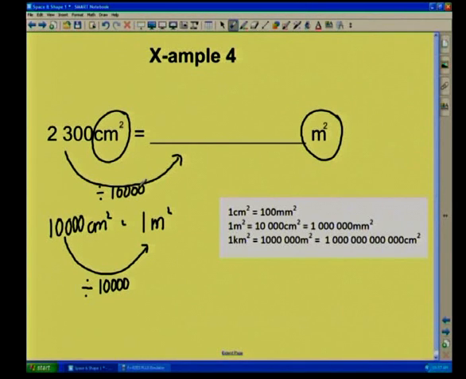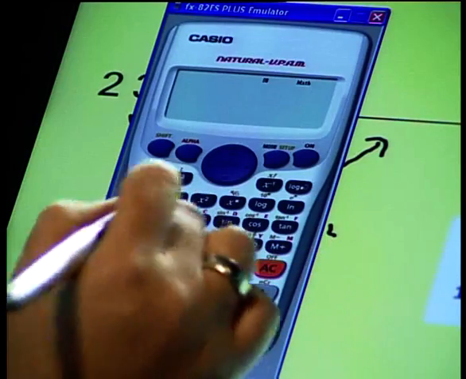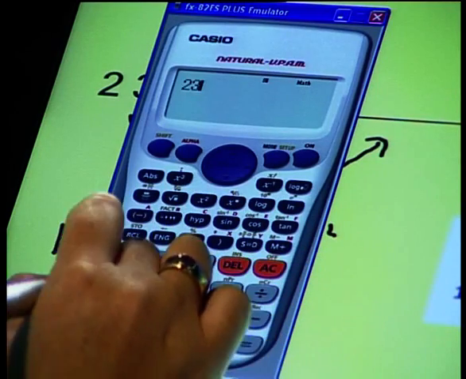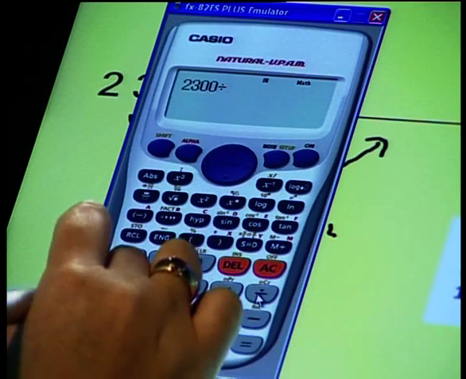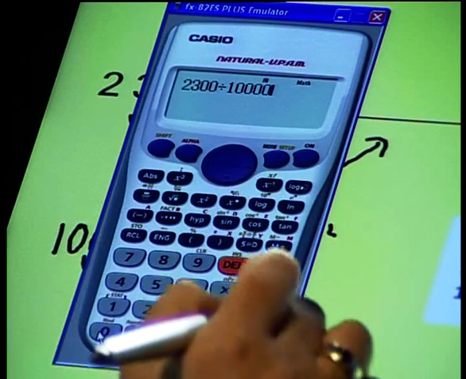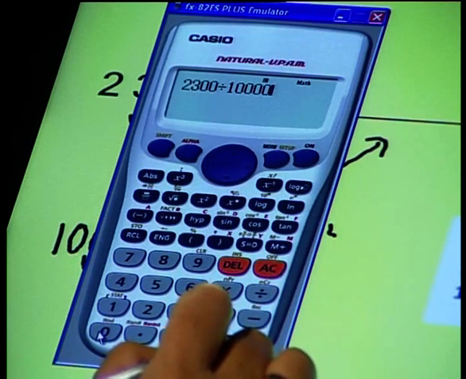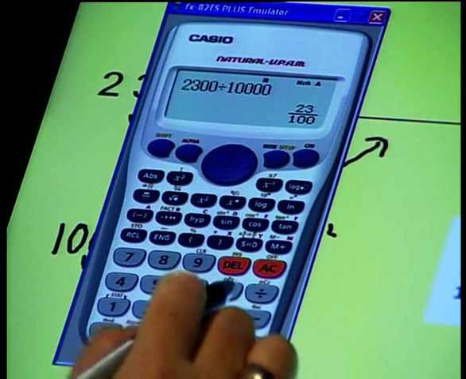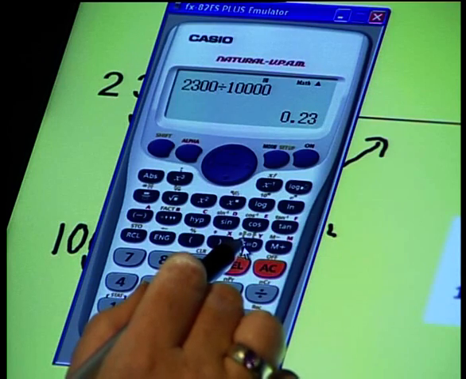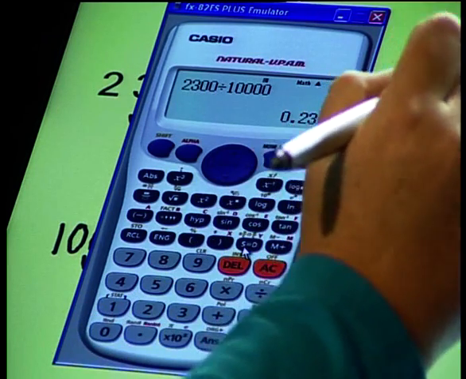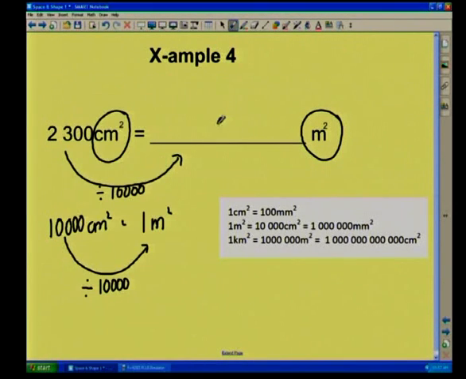And I'm going to get out my calculator just so that I don't make any silly mistakes. So it's going to be 2,300 divided by 10,000, which has got 4 zeros. And I get an answer of 23 over 100. So I'm going to push the S to D button to get 0,23. Okay, please remember, if in doubt, use your calculator. You will not be penalized for using your calculator, and it stops you from making silly mistakes.